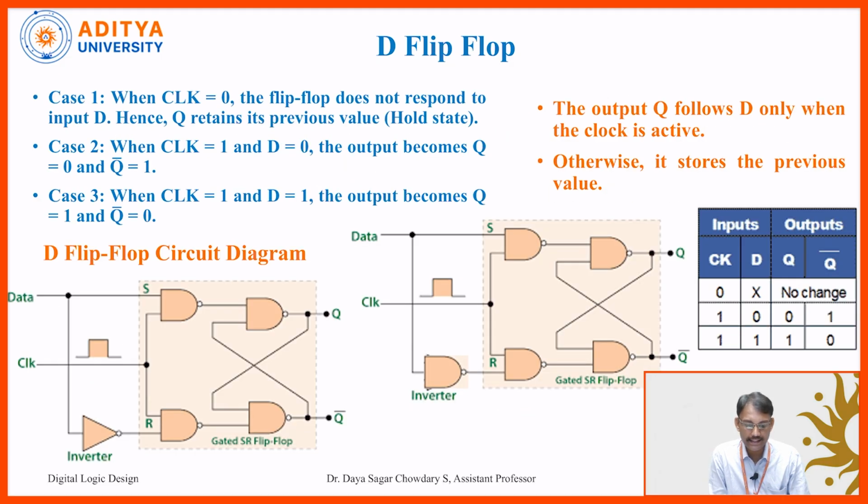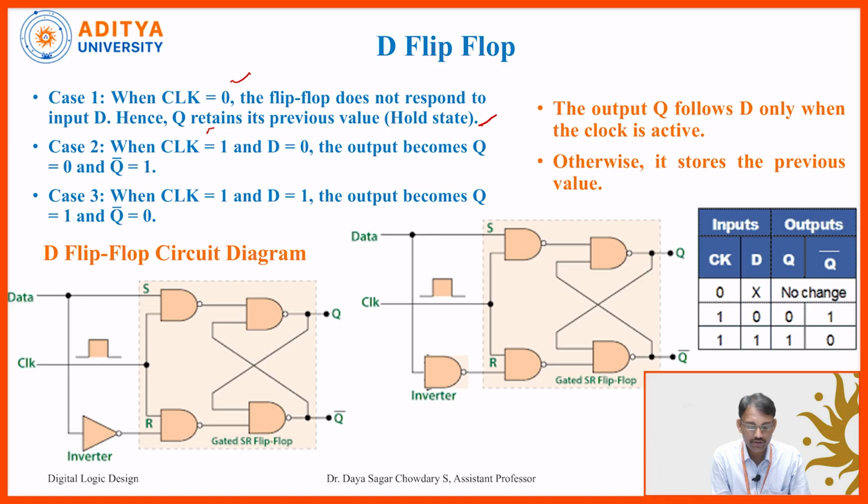Now coming to the cases. In case 1, when the clock signal is 0, the flip flop does not respond to input D. That means the output follows the previous state. Q retains its previous value, that means it holds state. If the previous state is 1, it simply follows the previous state, that is 1. If the previous state is 0, it simply follows the output 0.